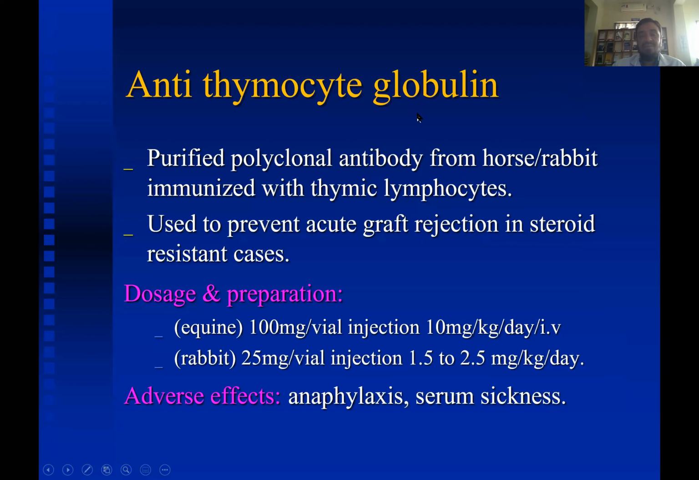Anti-thymocyte globulin is a purified polyclonal antibody, which is obtained by injecting the antigen into a horse or rabbit. That is, the thymic lymphocytes are injected, and the globulins obtained can be used to prevent acute graft rejection in steroid resistant cases. Adverse effects: it can cause anaphylaxis and serum sickness.